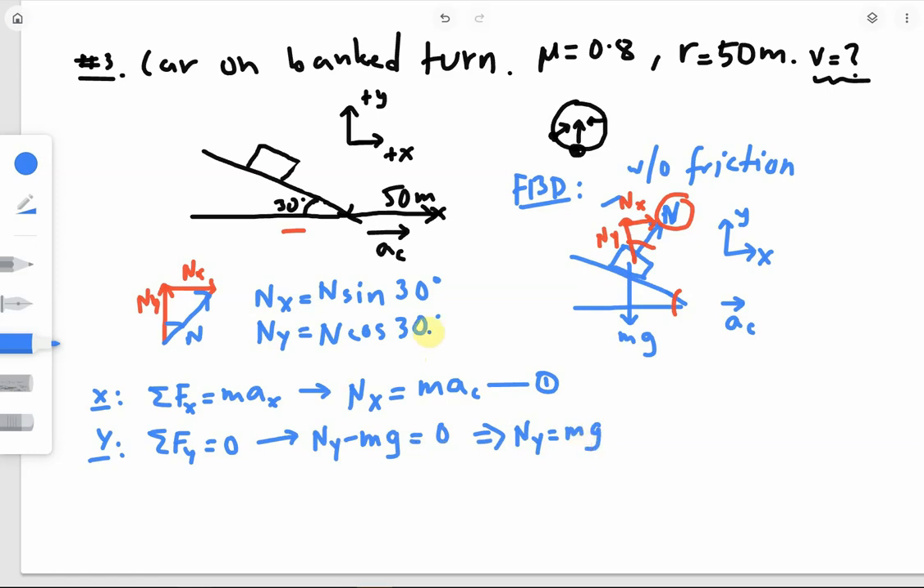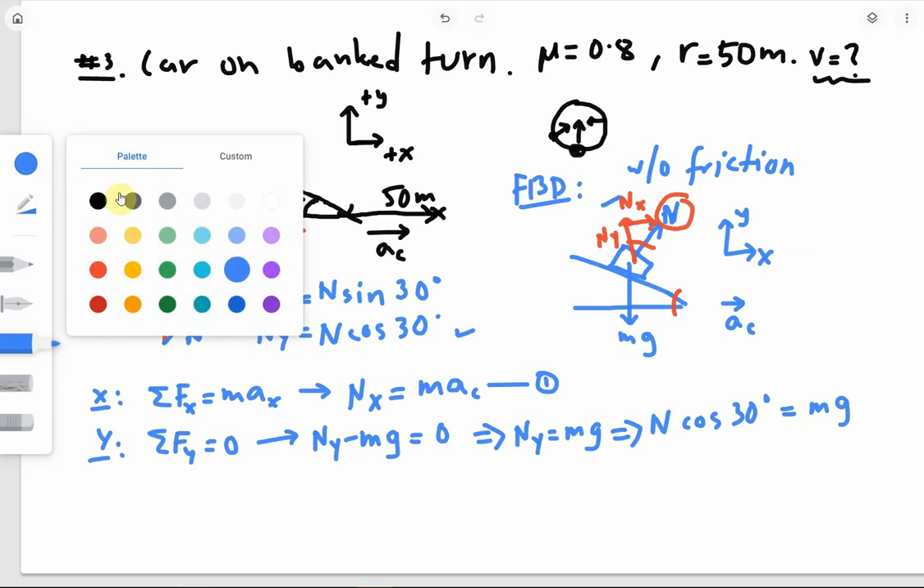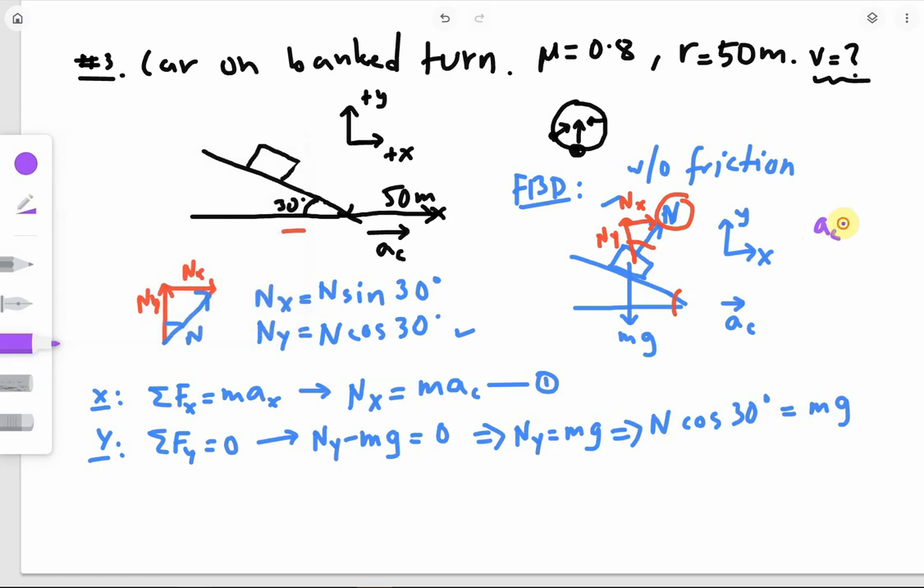Now, what was ny? Ny was n cosine 30. So in place of ny, we can write n cosine 30 equal to m times g. Okay. Now, what is our goal? Our goal is to find the speed, the maximum speed with which it can turn safely without falling over. Remember from our work in centripetal motion so far, we know that the magnitude of the centripetal acceleration is given in terms of the speed and radius. So ac is equal to v squared over r.